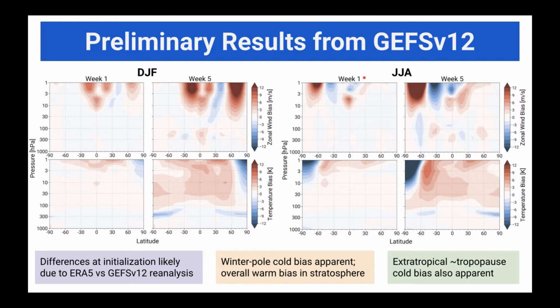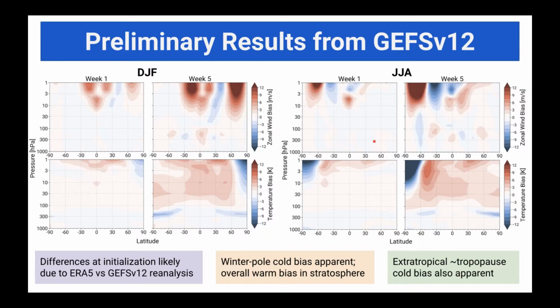So we're still relatively early into this project, and we're still working on fully fleshing out the toolbox, but I have some preliminary results that I can show you that are based on the set of GEFS v12 hindcasts that are now publicly available. So what we're looking at here are the zonal mean biases in zonal mean zonal winds in the top rows and temperatures in the bottom, for week 1 in the left columns and week 5 in the right columns. And these results are composited in DJF and JJA. So these biases are calculated with respect to the ERA5 reanalysis over the full 2000 to 2019 hindcast set.